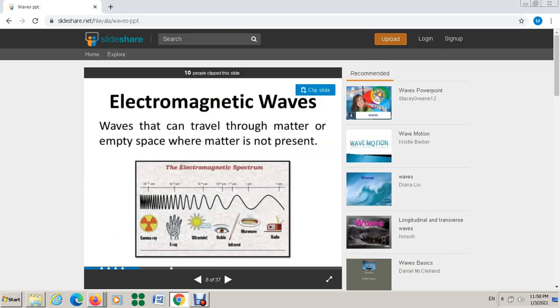Next time we will talk about the other classification, the mechanical waves, the waves that need a medium. We will talk about them in more detail, but today we talked only about electromagnetic waves, the meaning of the wave itself, and the meaning of the medium.